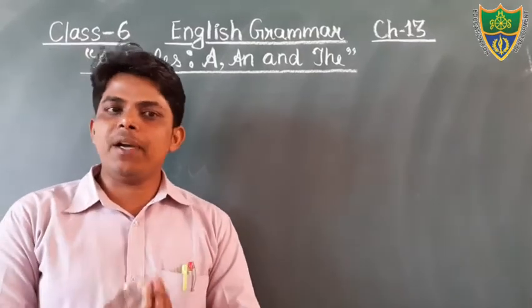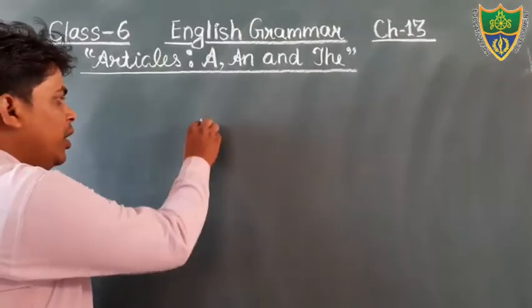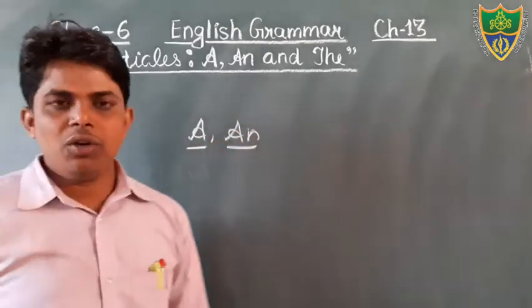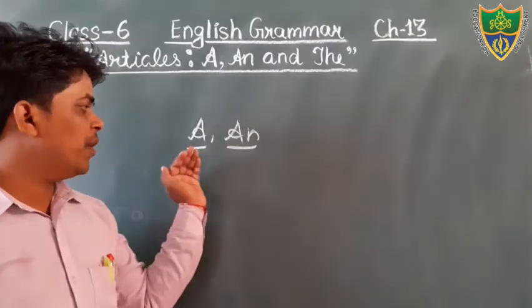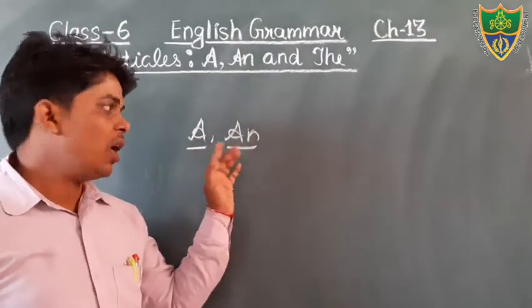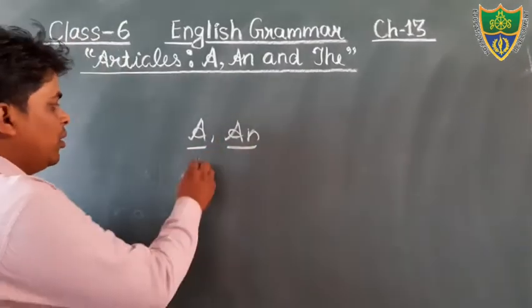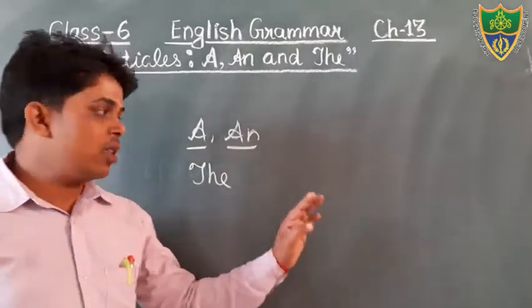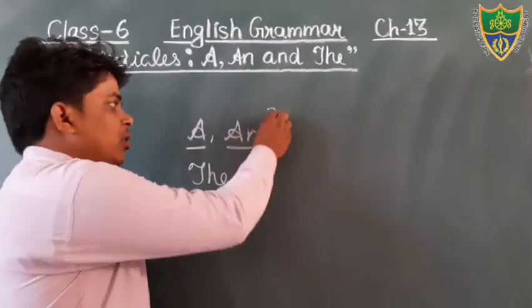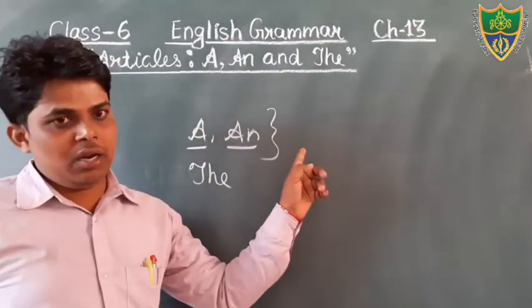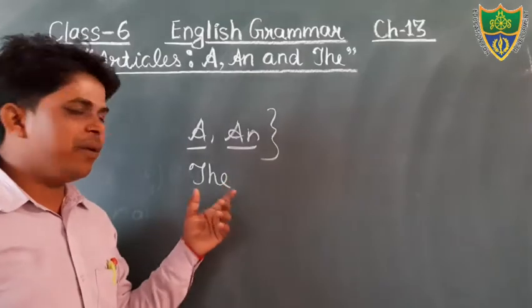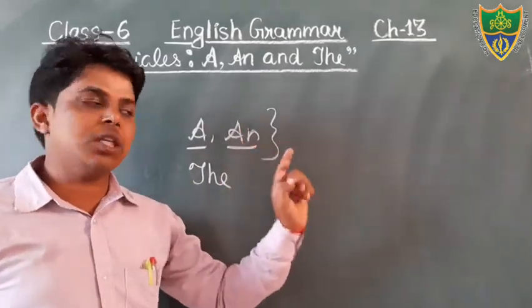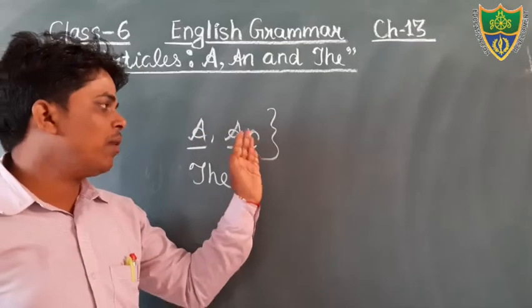In the category of indefinite article we keep the articles a and an, and another article is the definite article. Dear students, in the previous class we read the indefinite articles a and an, and today we will discuss the article the, the use of the. In the previous class we read the use of a and the use of an.